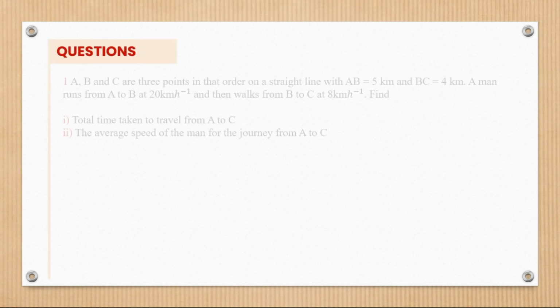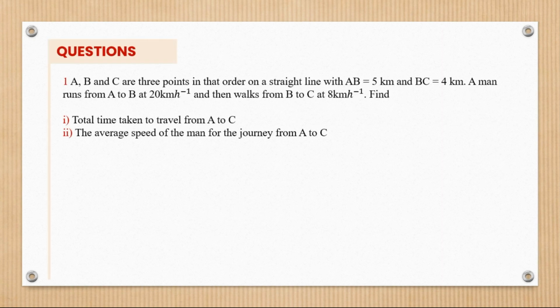Alright, so let's look at a question. This question will allow us to have a better understanding of whatever we've just discussed. Question 1. A, B, and C are 3 points in that order on a straight line, with AB equal to 5 kilometers and BC equal to 4 kilometers. A man runs from A to B at 20 kilometers per hour and then walks from B to C at 8 kilometers per hour. Find, part 1, the total time taken to travel from A to C, and part 2, the average speed of the man for the journey from A to C.